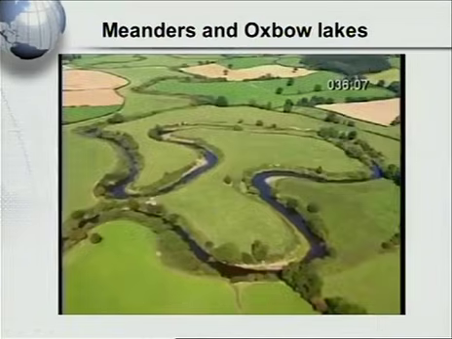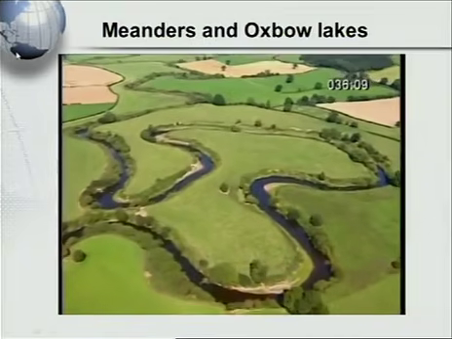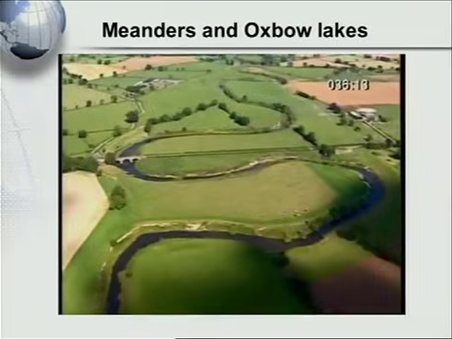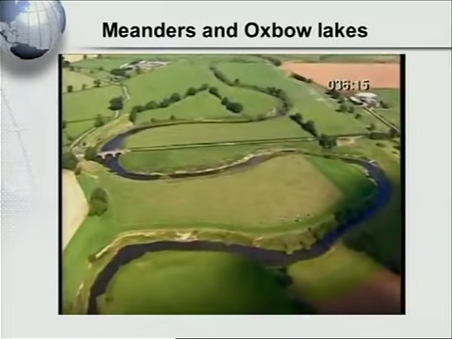In flat areas, rivers wander about, forming loops of all shapes and sizes on the valley floor. These are known as meanders.